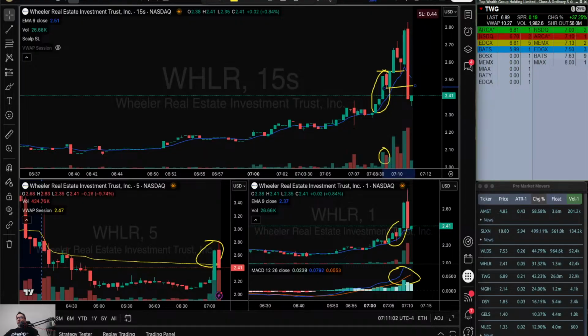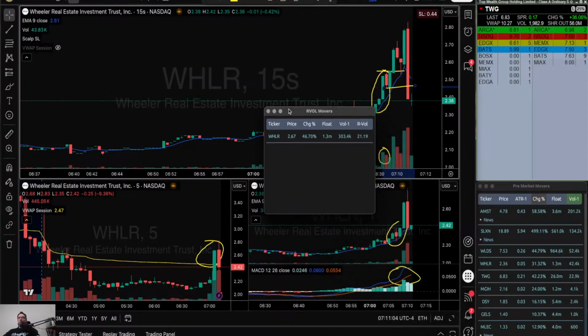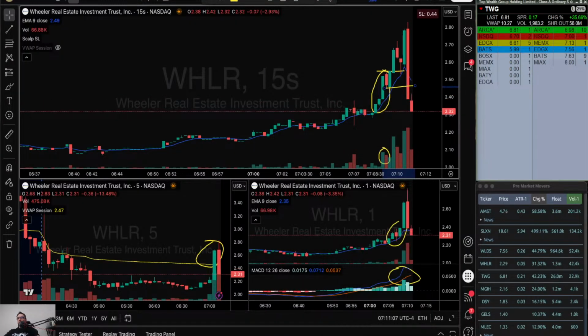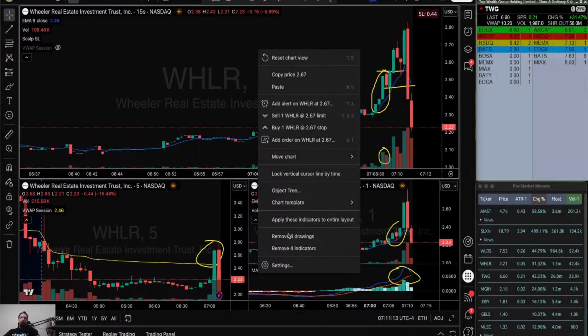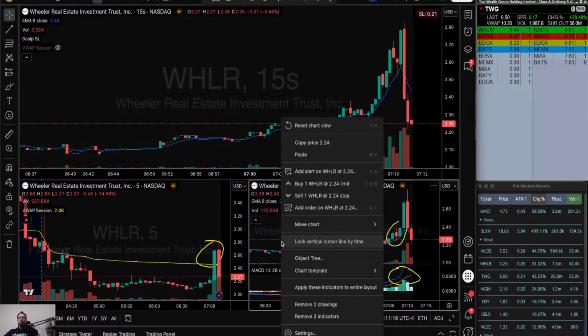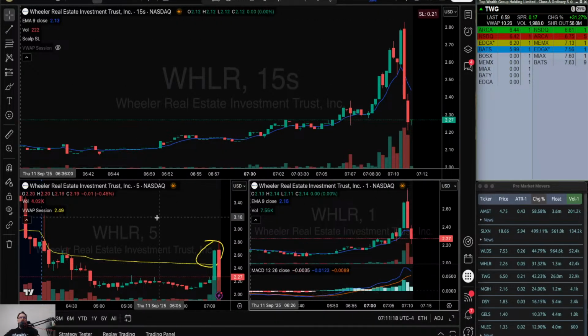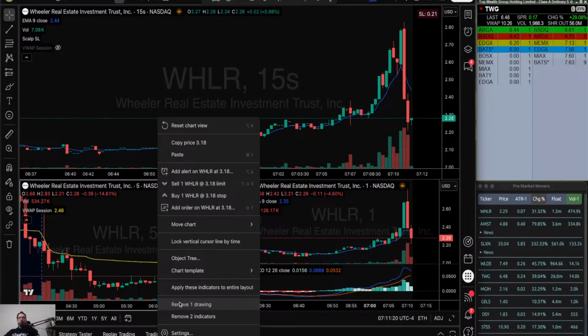The only reason I'm really looking at this is because it's on the RVOL scanner. That's really the only reason. I just wouldn't trade it because it doesn't have a catalyst. There's no reason for it to be going up, in my opinion. It just doesn't have a catalyst. I'm very picky about what I trade.